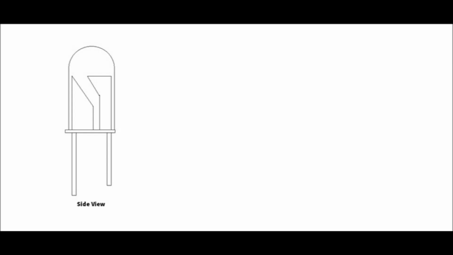In this picture we can see a side view diagram of a typical LED. The LED has a lens made of resin and two terminals which are used to connect into a circuit board. The longest terminal is connected to the positive side of the power supply. It is called the anode. The shorter terminal is connected to the negative side of the power supply. This is called the cathode.